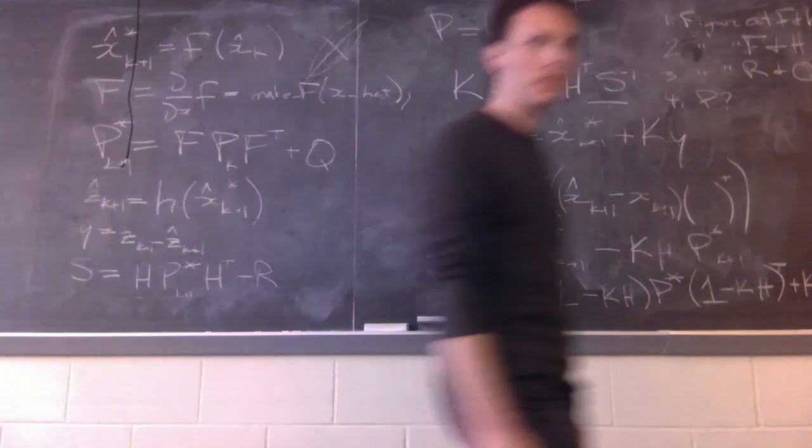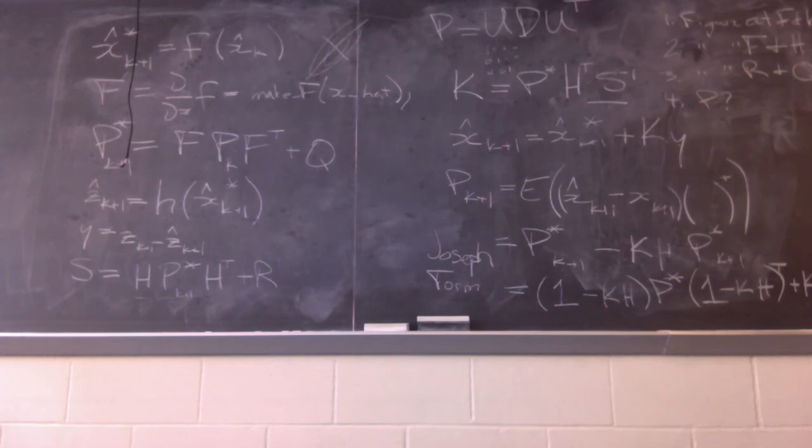You about to ask something? Could you just throw out the bottom half of the P star matrix and then flip it around? Throw out the bottom half? Yeah, would that be a legitimate way of trying to get around numerical errors? I don't, it's supposed to be symmetric, right? So just flip the upper triangle. Oh, yeah, yeah. That would make sure it remains symmetric.